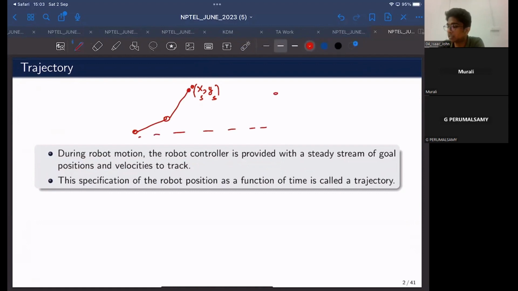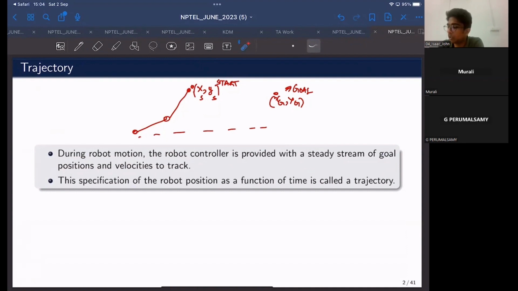Maybe if I label it as X goal, Y goal, let this be the goal position, and this be the start position. You would want the robot manipulator to go from the start position all the way from here to the final position, which is labeled as the goal position. And how you would plan the robot's motion from the start position to the goal position is what we deal with in trajectory planning.